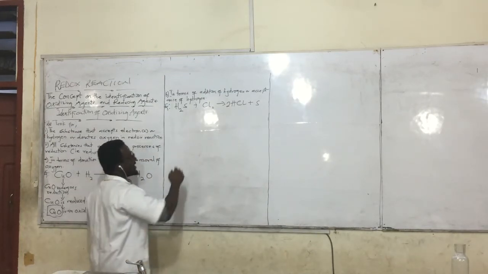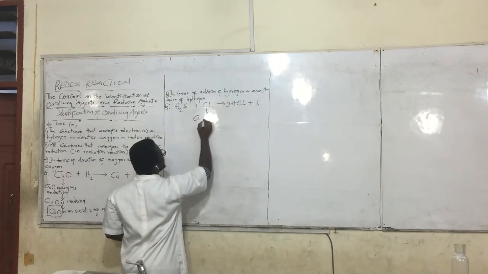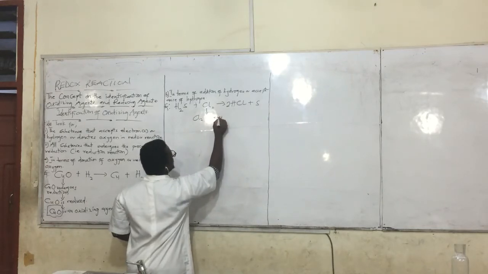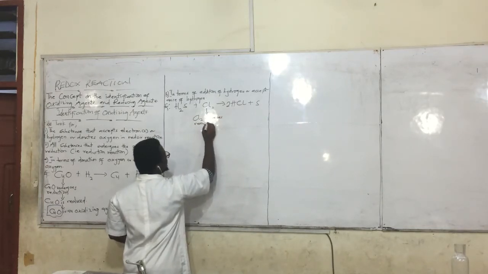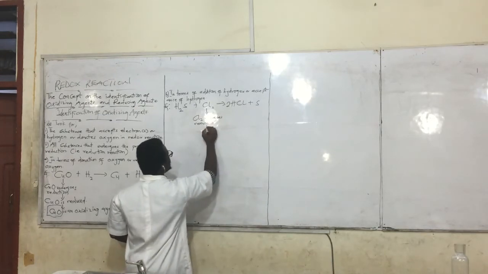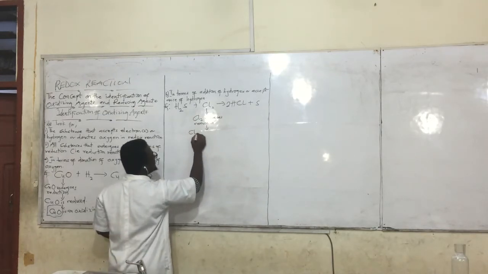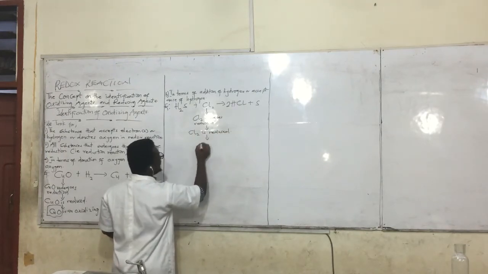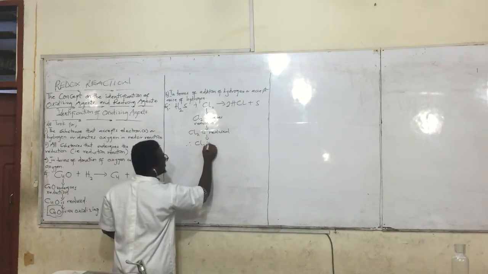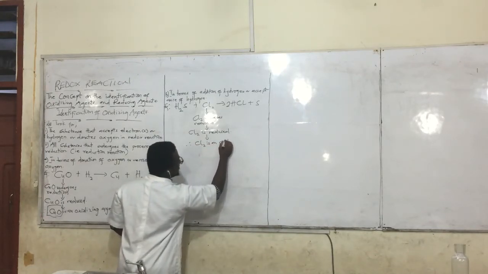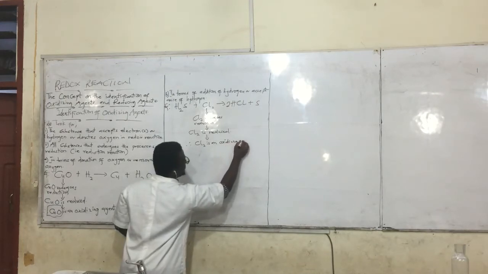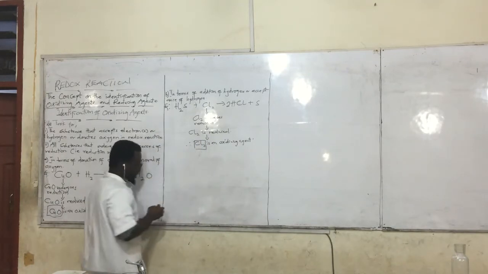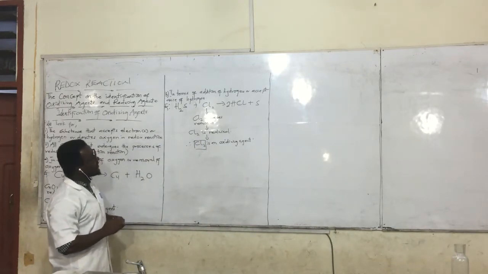So this indicates that reduction takes place. So Cl2 undergoes reduction. So technically we can say that Cl2 is reduced. Then therefore we can say Cl2 is an oxidizing agent. So Cl2 is an oxidizing agent. So we are seeing it there nicely.